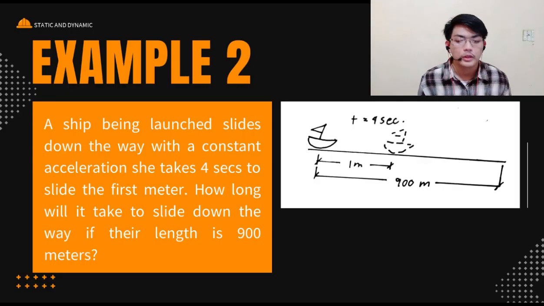Then, still moving on with our dynamics, we have example number 2. A ship being launched slides down a way with a constant acceleration. She takes 4 seconds to slide the first meter. How long will it take to slide down the way if its length is 900 meters?